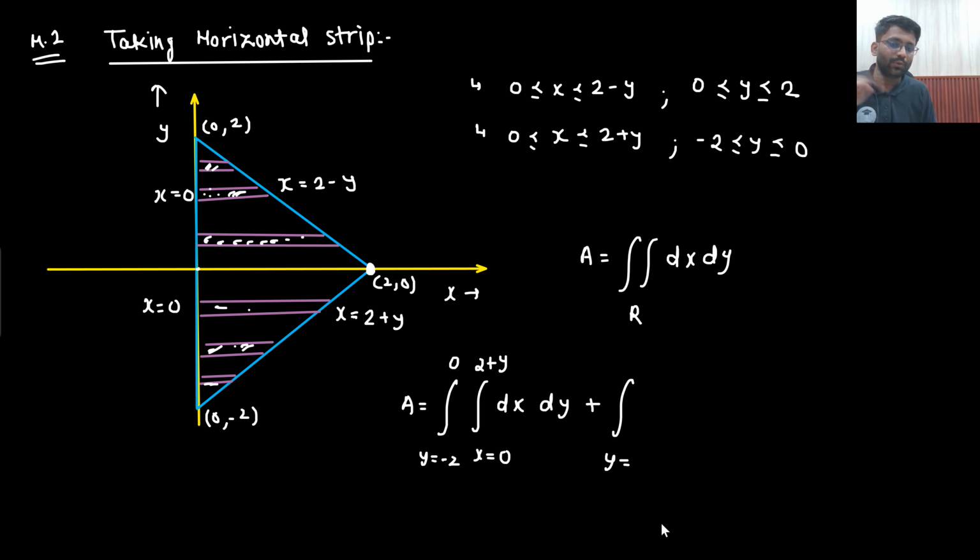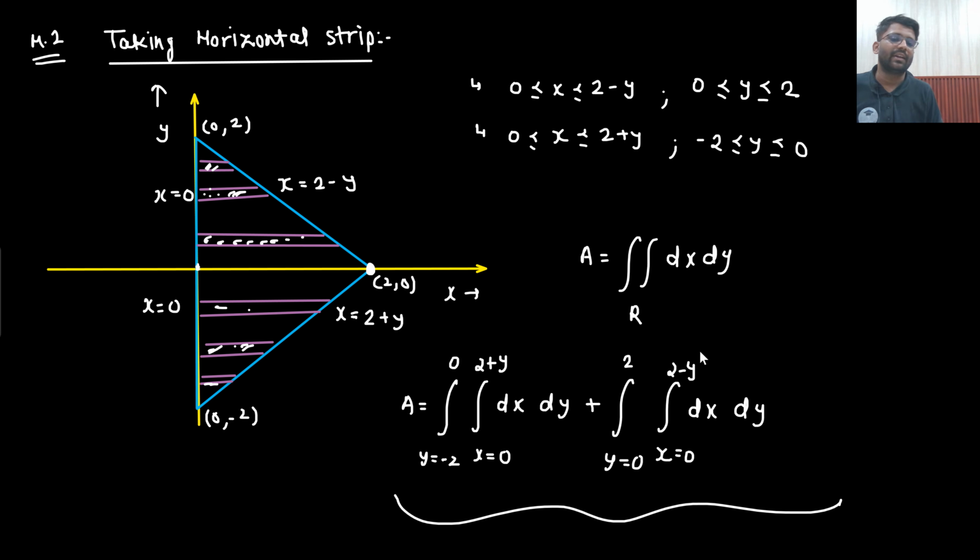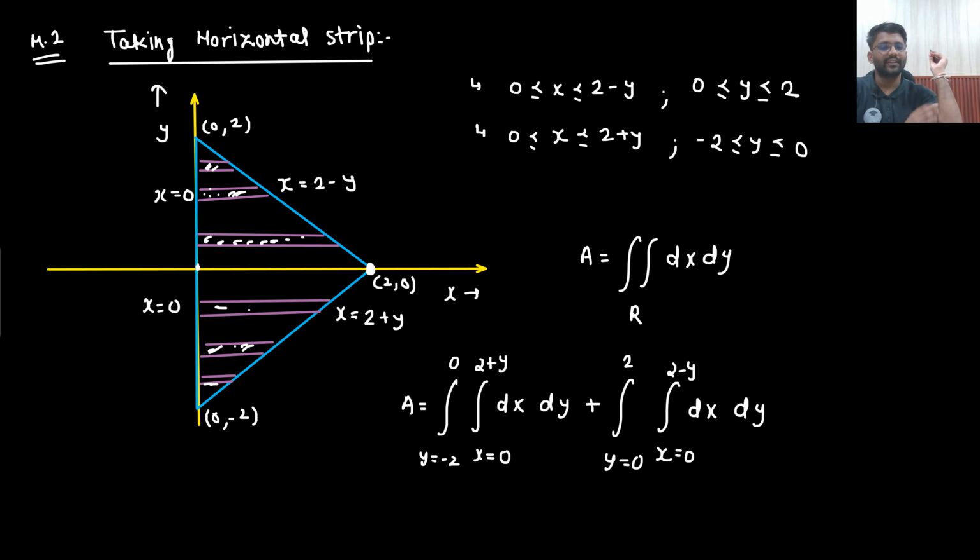Plus now your y goes from 0 to 2. What about x? x goes from 0 to 2 minus y. Here directly 2 minus y dx dy. Now I need to solve this integration. When I solve this integration, I will get the result. Did you understand the point or not?